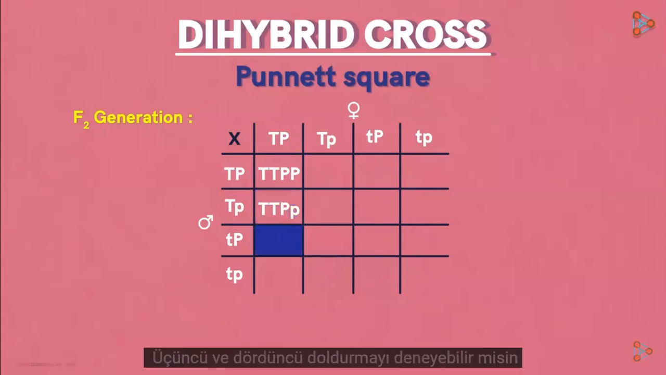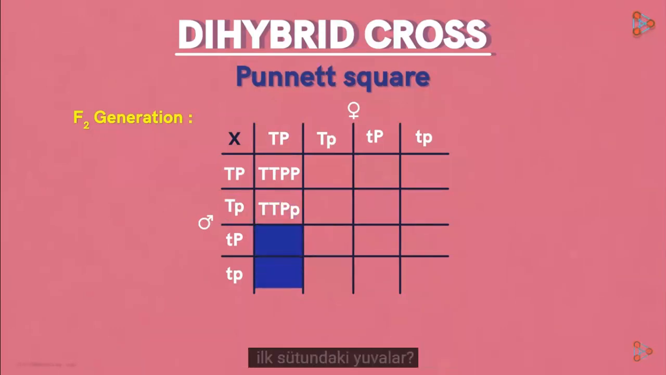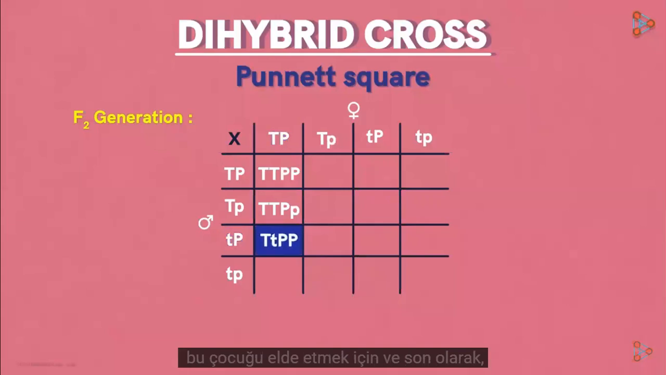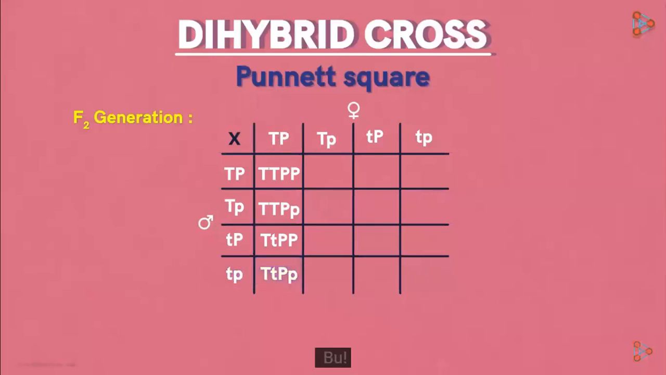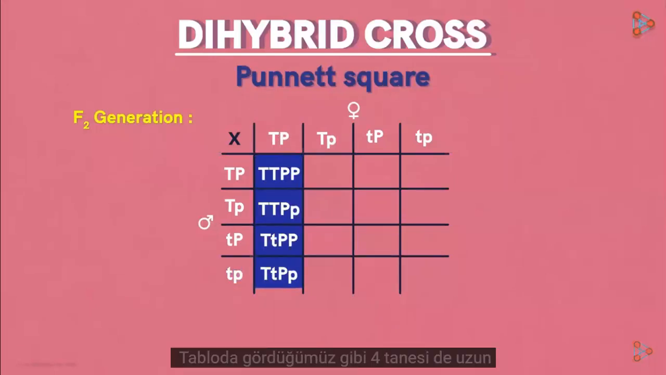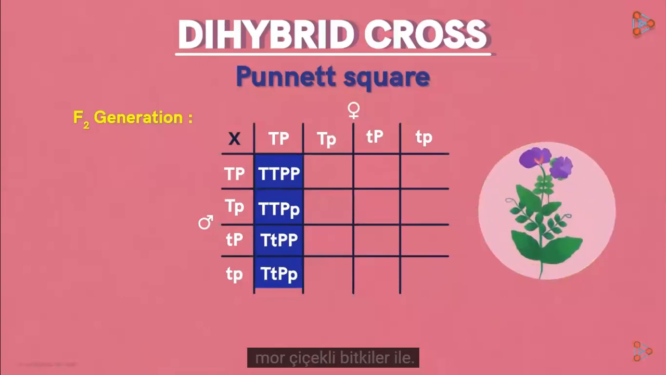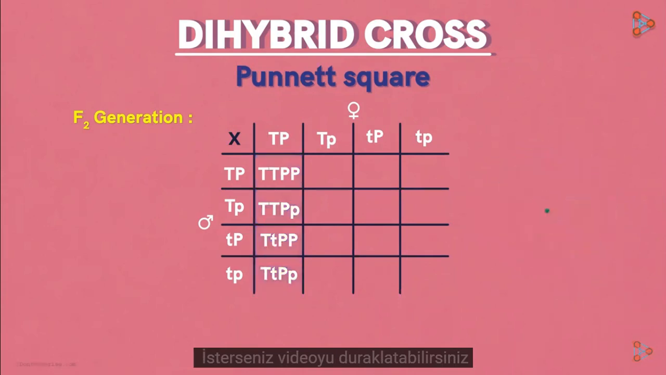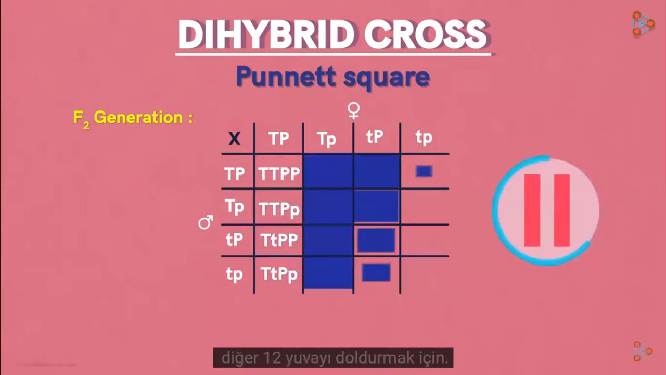Can you try filling in the 3rd and the 4th slots in the 1st column? We cross this TP with this TP to obtain this offspring. And lastly, we cross this TP with this TP to obtain this one. All 4, as we can see in the table, are tall with purple flowered plants. That's because there is at least one capital T and one capital P in each case. If you wish to, you could pause the video to fill in the other 12 slots.